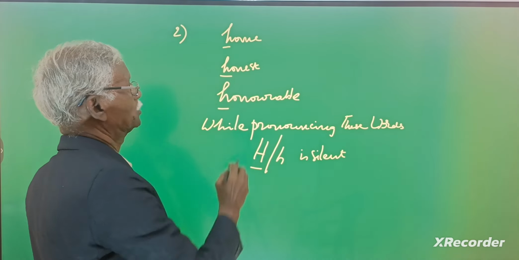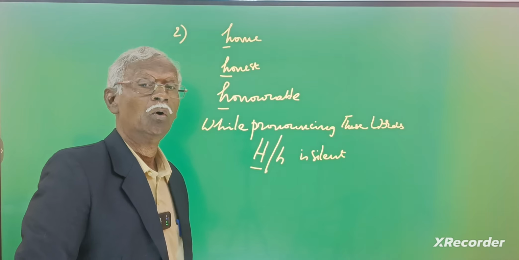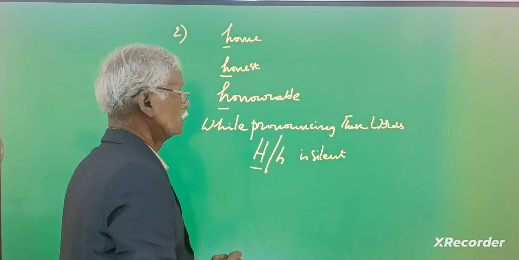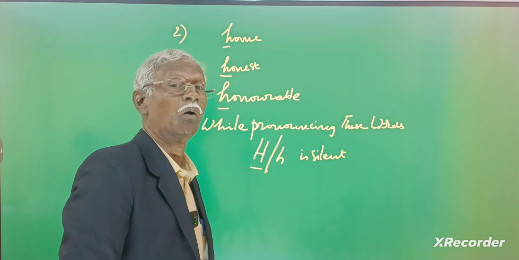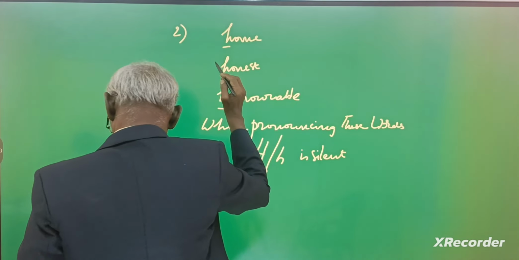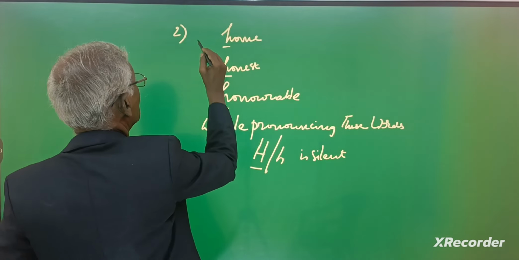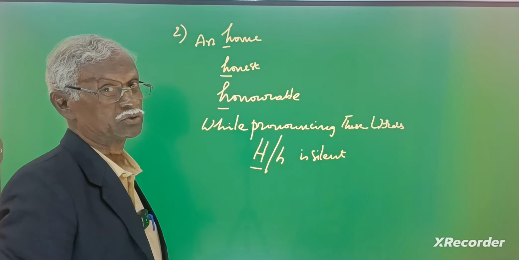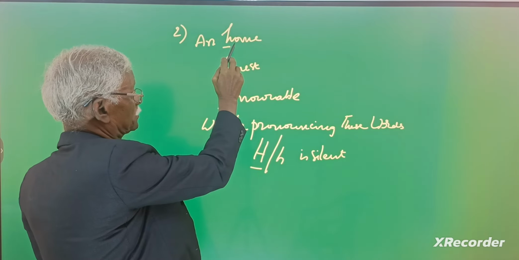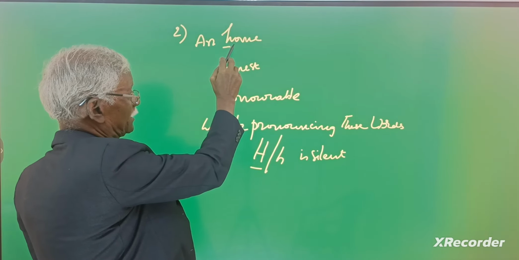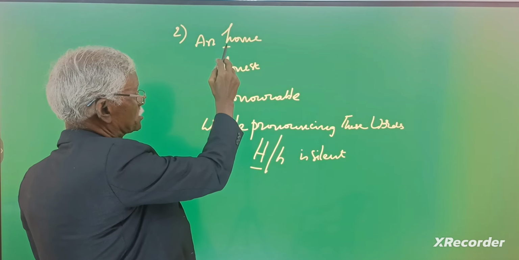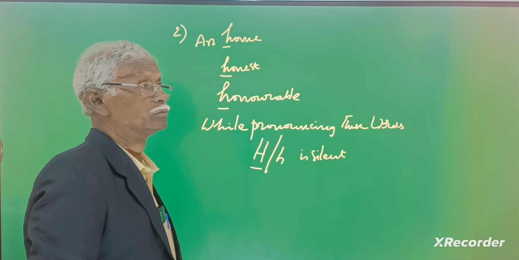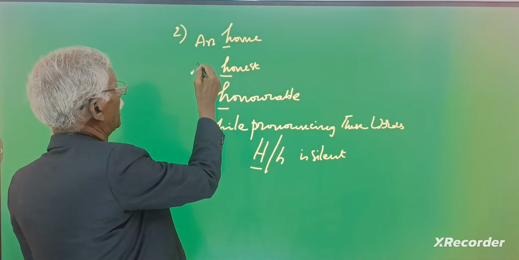Now pronounce "hour". I went home. So what is used? An. An is used because H is silent. The second letter, O, is taken into consideration. H is silent.